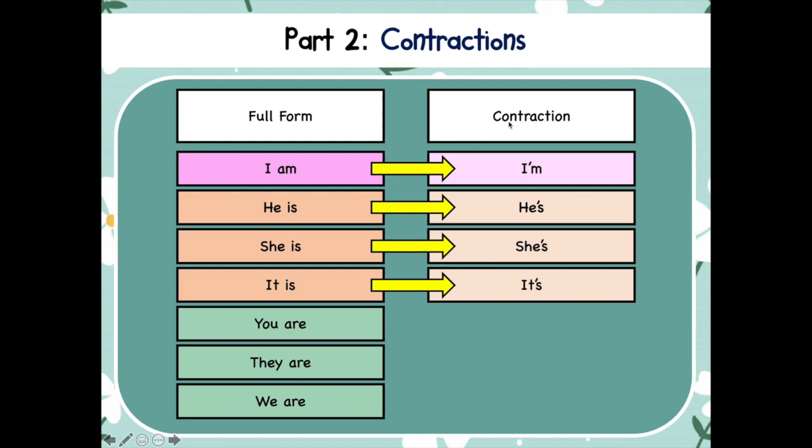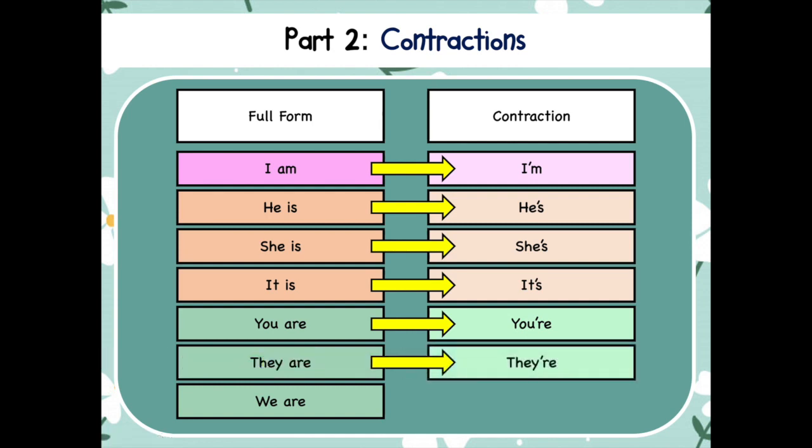Next is the contraction for you, they, and we, because the verb to be here is are. So you are will become you're, they are will become they're, and we are will become we're. For the contraction of are, you just write apostrophe re at the back of each subject pronoun. So that is all for part 2, contractions.